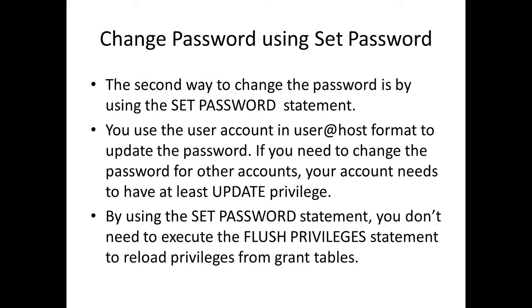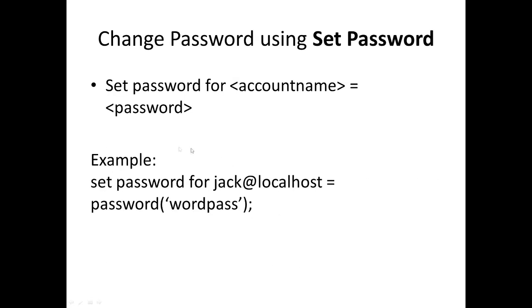Unlike the previous one, if you use update, we should flush privileges. That will reload the privileges from the grant tables. So here we now have set password for the account name equals, and then the password. As an example, set password for the account name equals password, and then the password. We'll be trying to do this later in our demo.